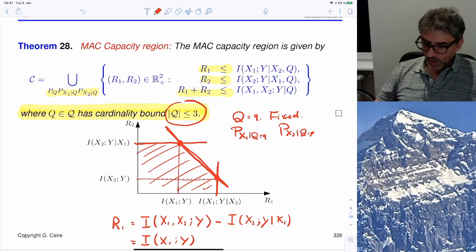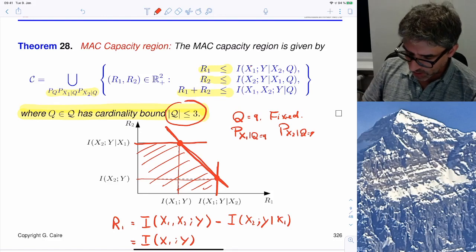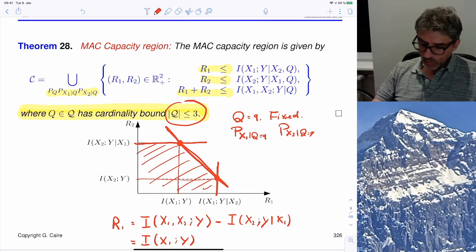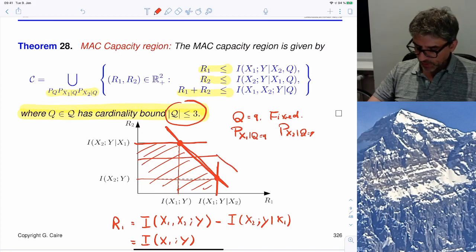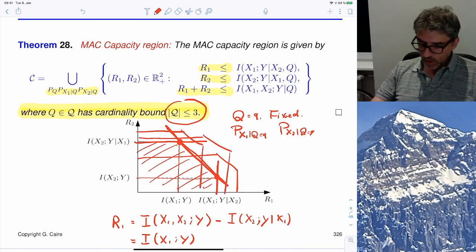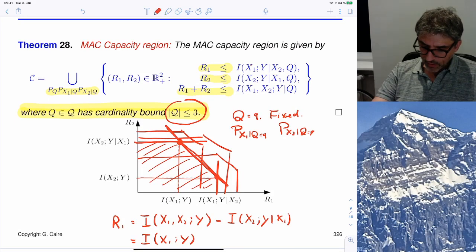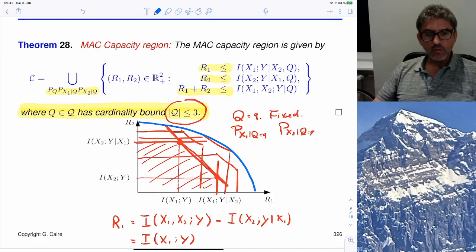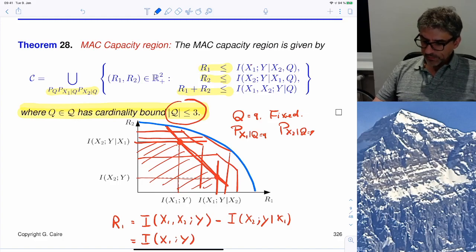Now, imagine that we repeat this for many other choices of Q. Every time Q changes, we find a new pentagon. So maybe for another value of Q, we find something like this. For another value of Q, we find something like this. For another one, we find something like this. So imagine we have all these pentagons, and at the end, altogether, when we take the union over all these things, effectively what we are going to have is precisely a convex combination of all these pentagons. So we get a region that may look like this. Okay. Good.